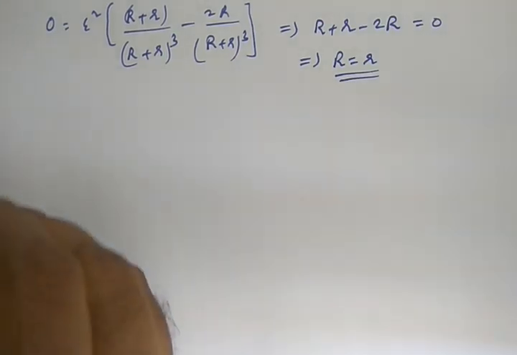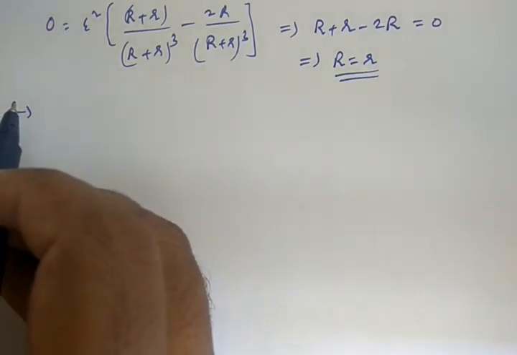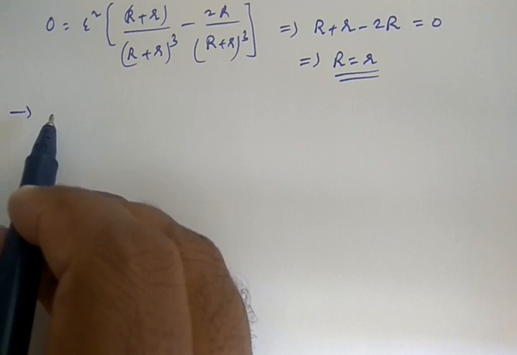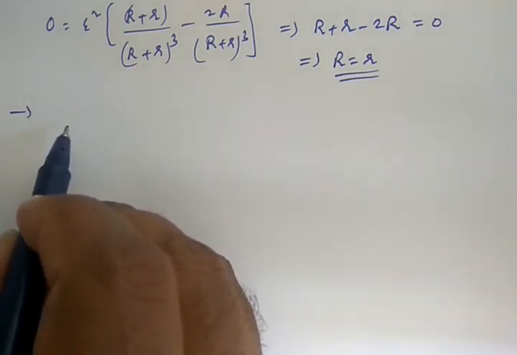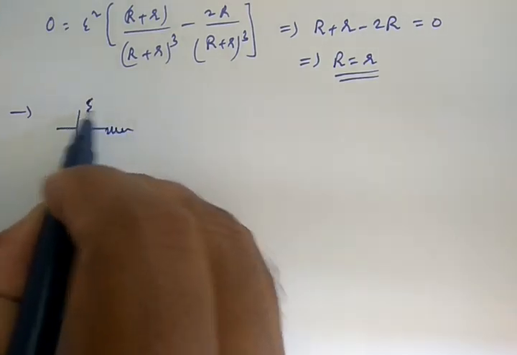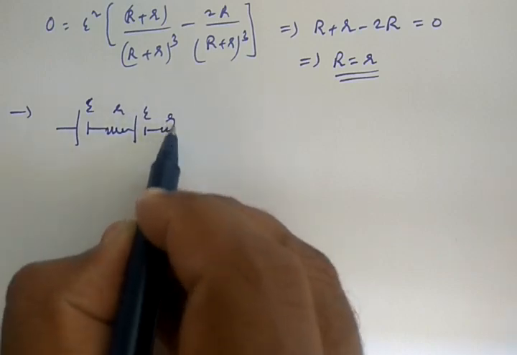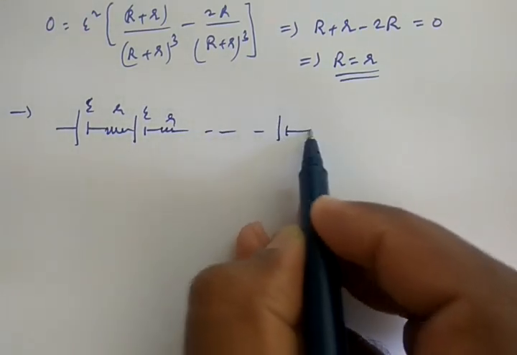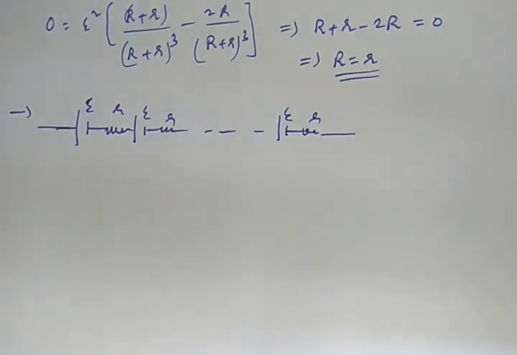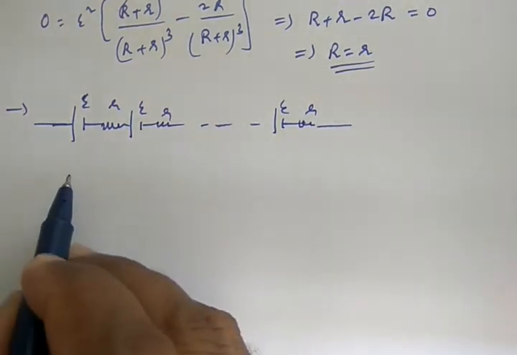So now let us take this grouping. I am taking n number of cells, each of EMF E and internal resistance r. Now I am connecting like this: one battery of EMF E and internal resistance r, let us take one more, and so on. Let us take n number of such cells and connect like this. Similarly I will take once again n number of cells and connect once again here.